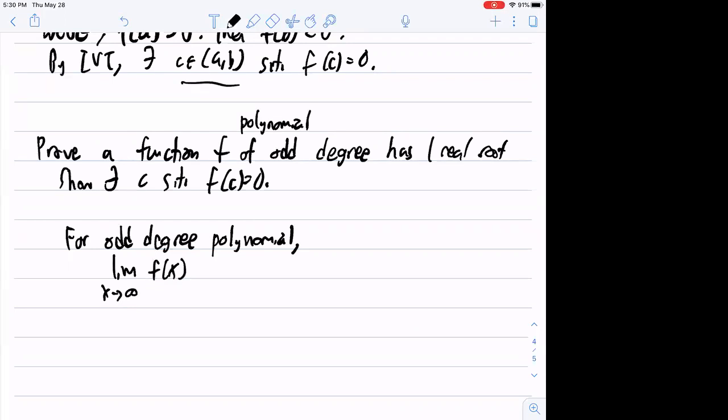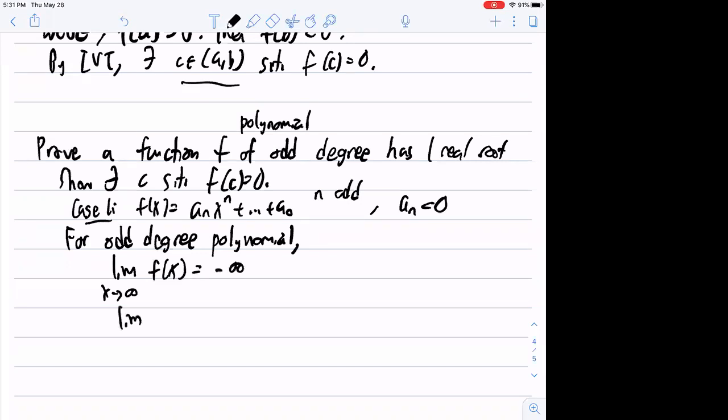You have two cases. It's really the same, but f of x is a_n x to the n plus through a_0, where n is odd. The first case is when a_n is less than 0, so let's take a_n to be negative. Then what is this limit? Can anyone tell me? Negative infinity. Good. And what is this limit?